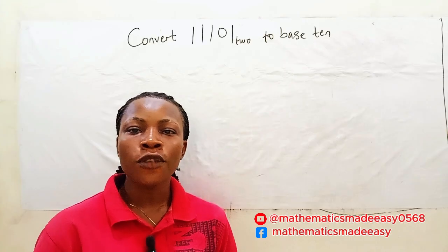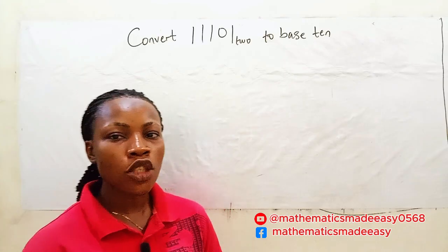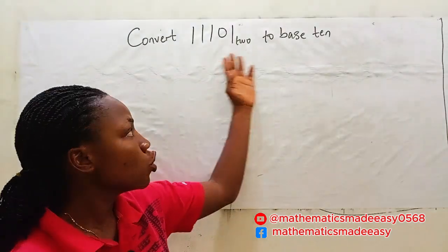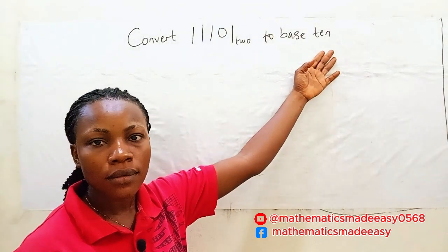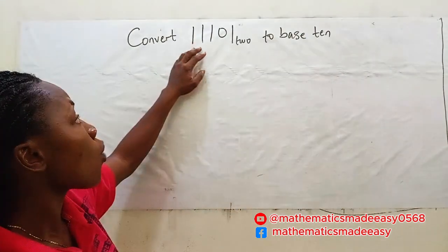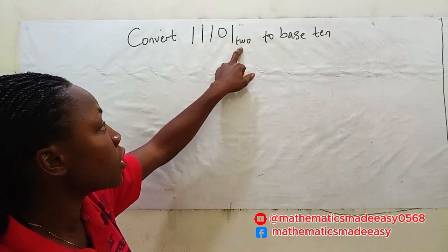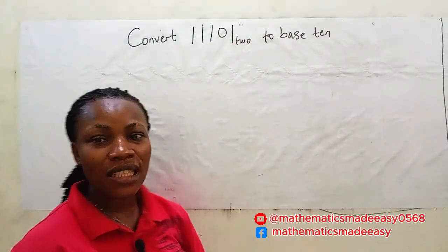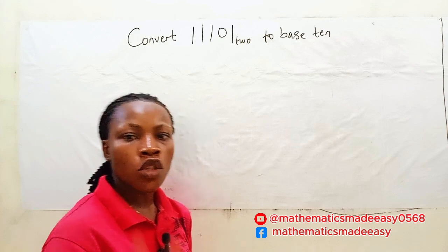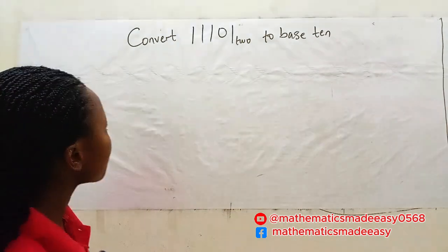Alright, I want you to follow me. Let's convert this number in base 2 to base 10. Alright, so we have 11101 in base 2. We have to convert it to base 10. Okay, so follow me, let's do it.